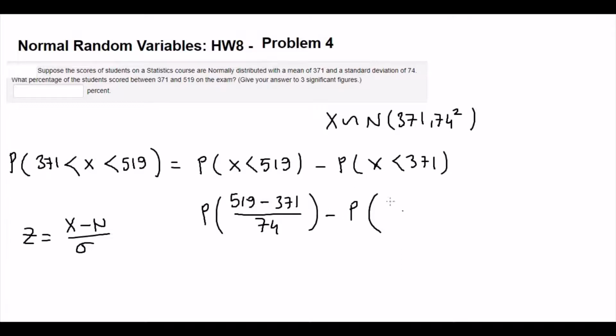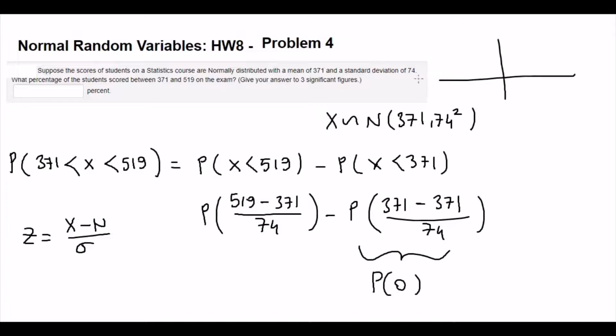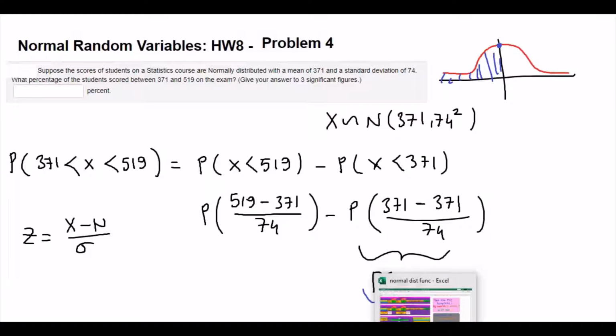And this is the probability of x being 371, so 371 minus 371 divided by 74. So this value is phi of 0. And we know that phi of 0 is 50% because now we standardized it. In the bell curve, 0 is 50% of the entire region, so that is 0.5. You don't even need to use a calculator for this part. For the other, it's going to be 519 minus 371 divided by 74. Whatever value you get here can be checked on the z-score table, or you can use the calculator directly. Let's use our calculator.